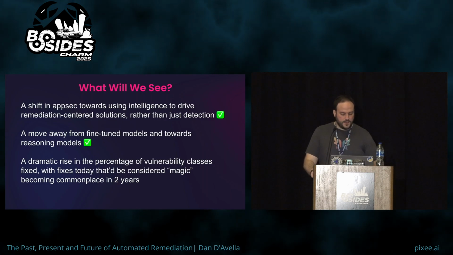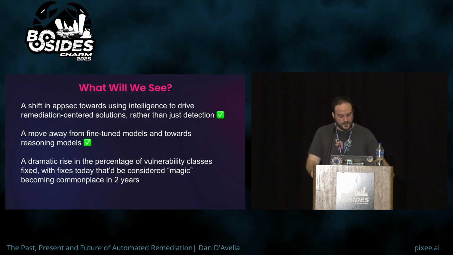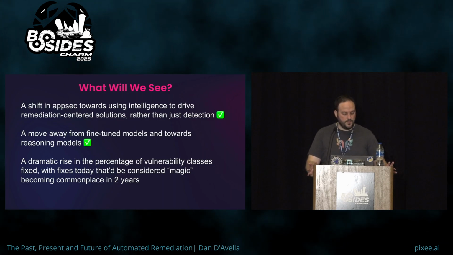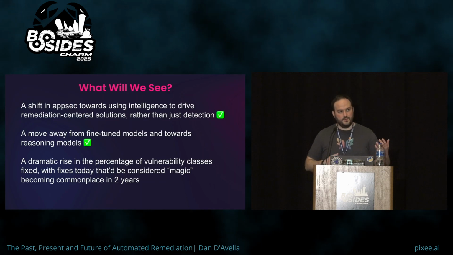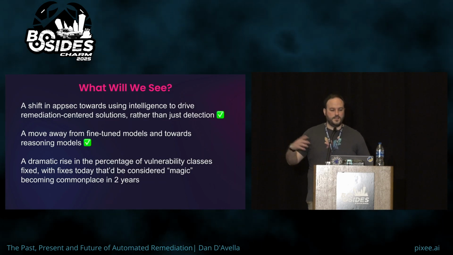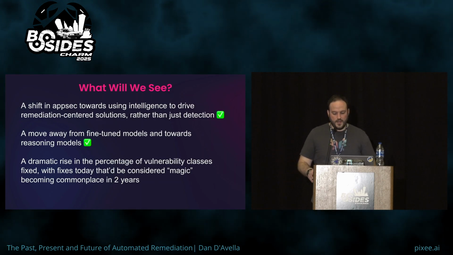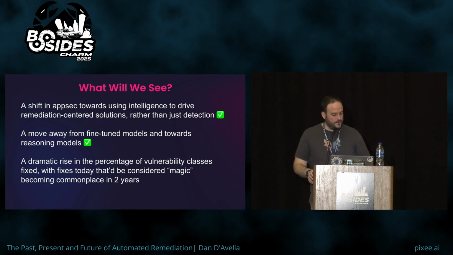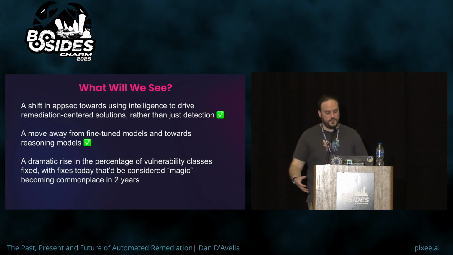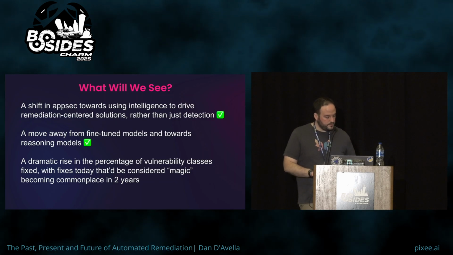And we expect to see a dramatic rise in the percentage of vulnerability classes that we can fix, again, with fixes that we'd consider magic today becoming commonplace in the very near future. For that, I would refer back to the example of changing the algorithm used for hashing passwords. Maybe we can't do it today, but maybe next year that's going to be a very effective and reliable change that we can make.